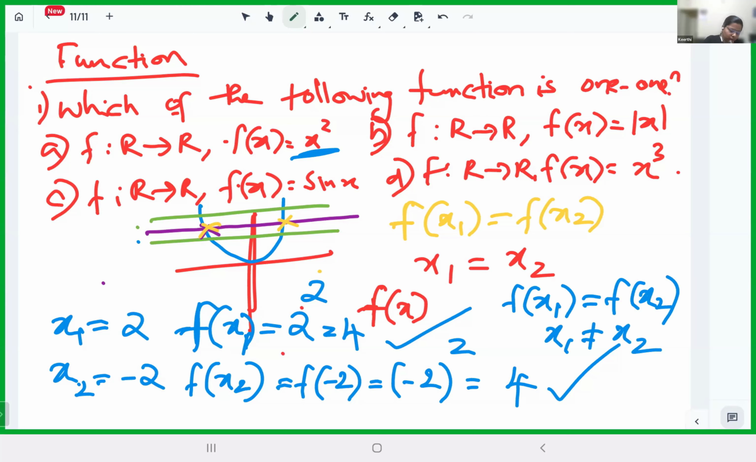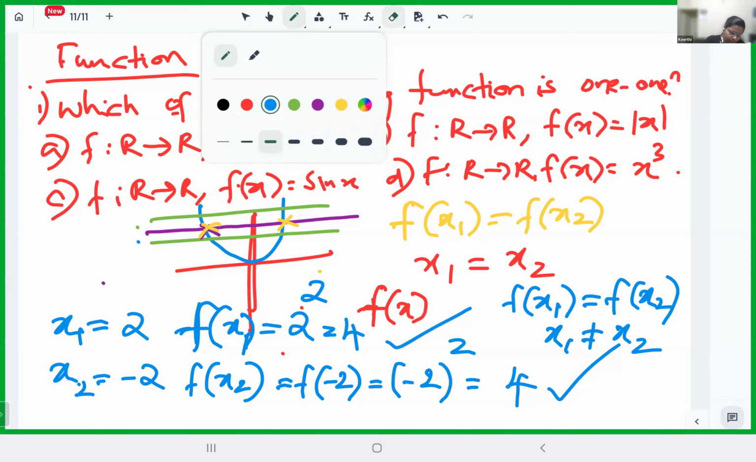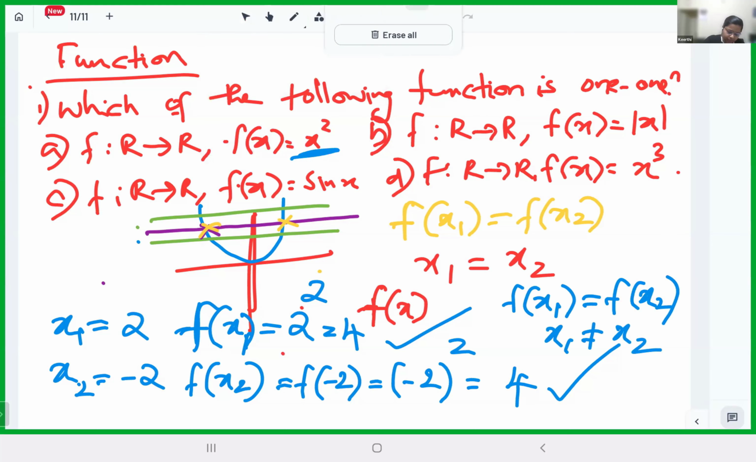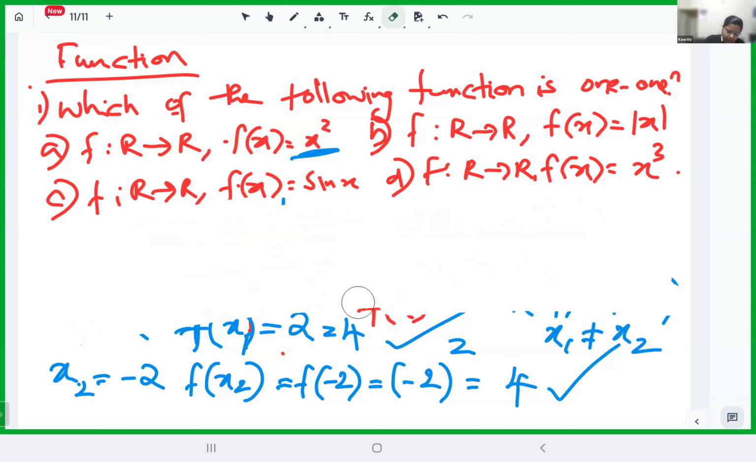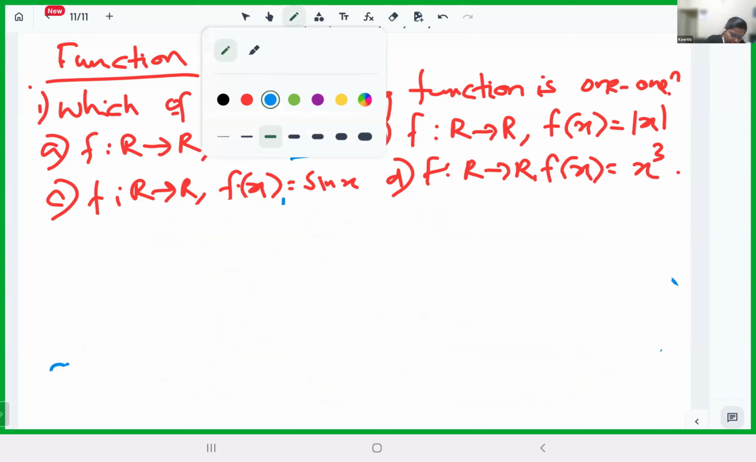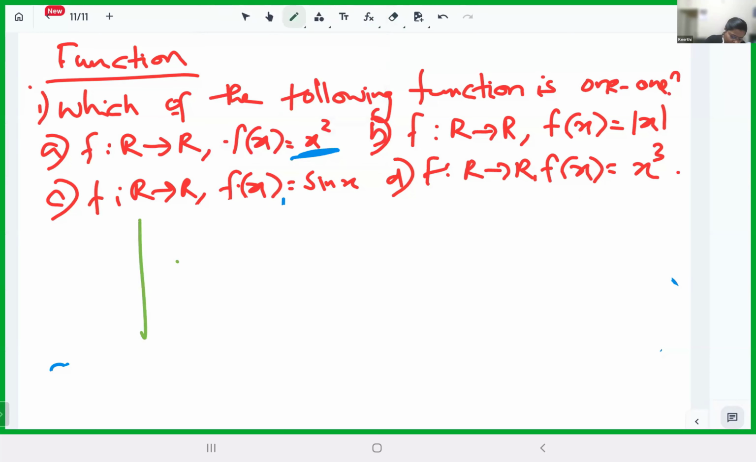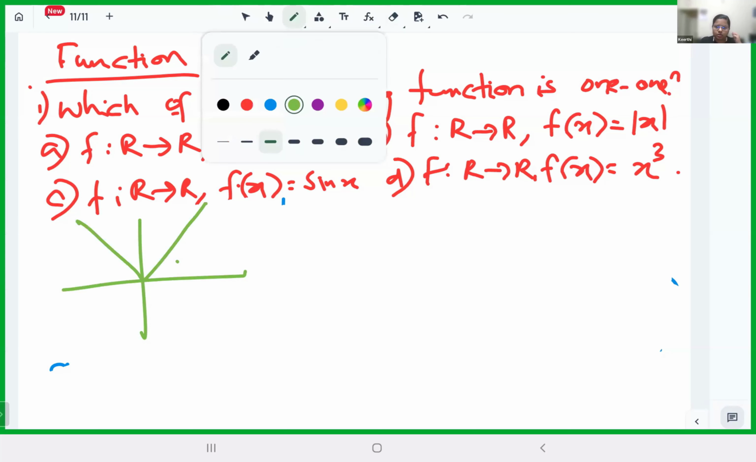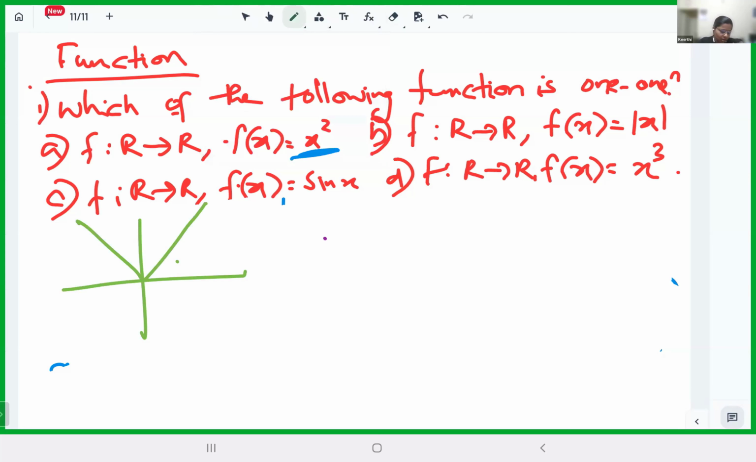All right. Now we are moving on to the second function. That is nothing but modulus function. So we know the graph of a modulus function, just like this. It is defined from R to R. The graph will be like this, right?